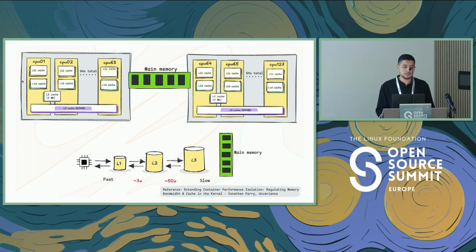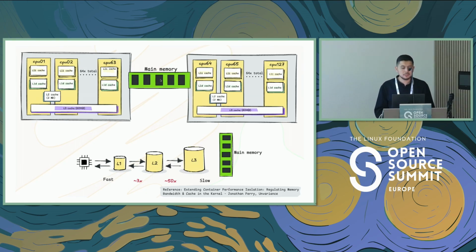Now, what is this diagram? So in the demo, at the end of the talk, I have the machine. It's an Intel machine that has 2 NUMA zones, and it has 128.